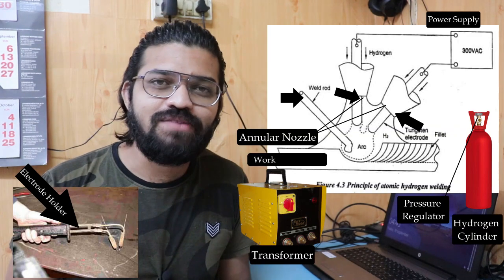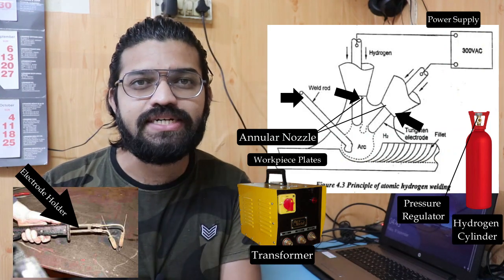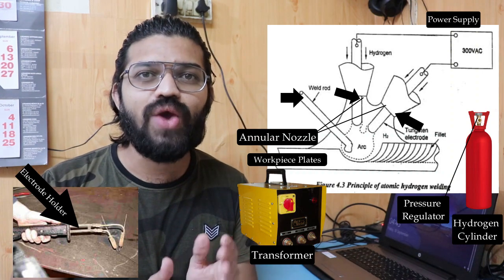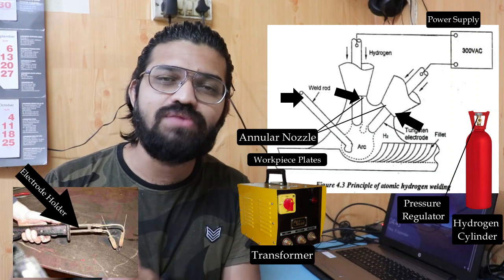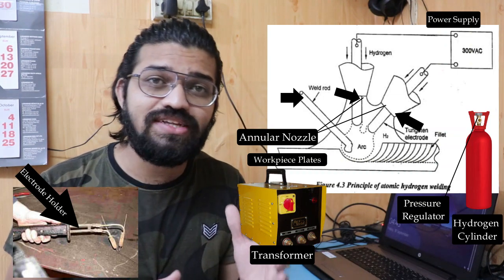And the last one is nothing but the workpiece plates, as the weld joint is created over the workpiece plates. So guys, these are nothing but the few components that are very essential to carry out this type of atomic hydrogen welding process.